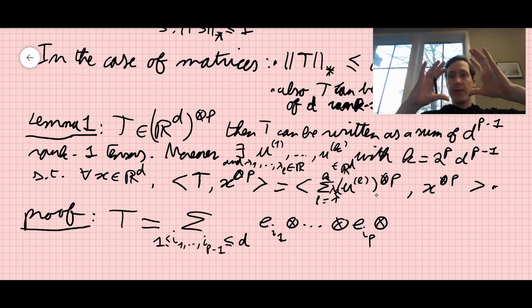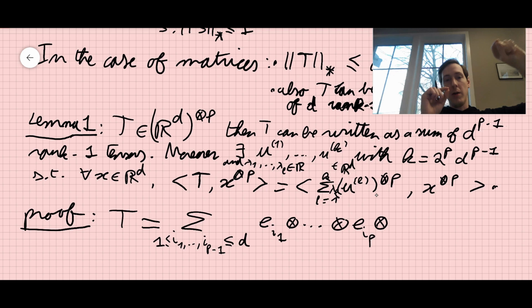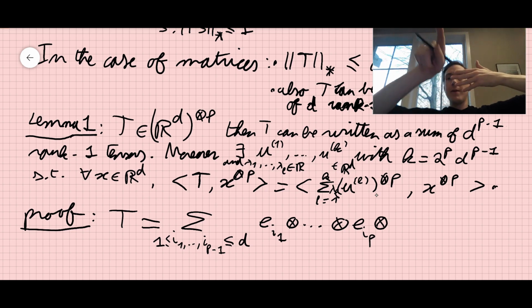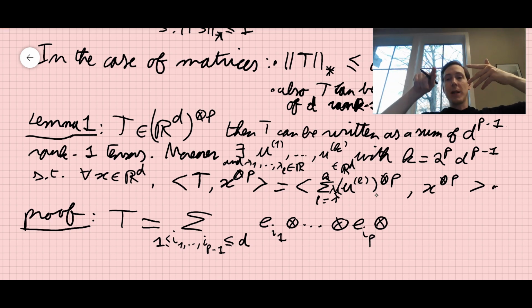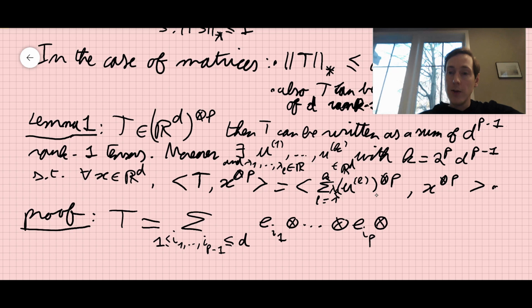Well, think of T as an array, okay? A d by d by d, p times array. And what I'm going to do is fix a face, and then I have just one d-dimensional direction, like one direction left. And so I'm just going to decompose the array into all of those vectors. Okay, and I have d to the p minus 1 of those. So what do I mean exactly?